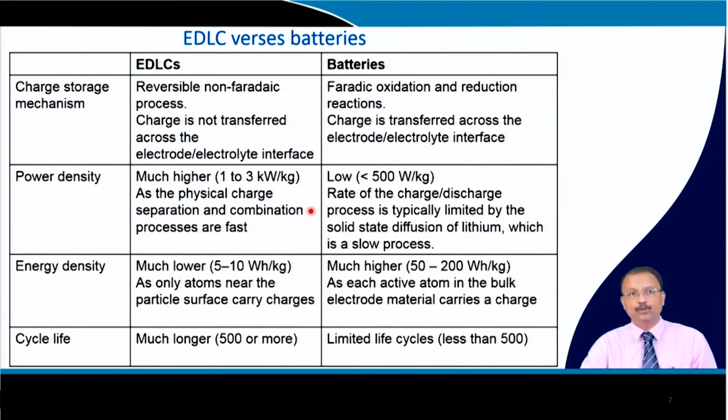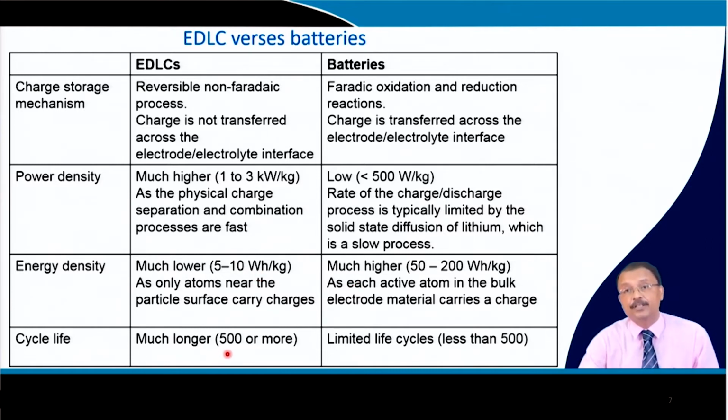So, it is basically a slow process, but energy density is quite large, because it is only at the surface that carries the charge. So, the energy density in a battery is much higher, typically 50 to 200 watt hour per kg, but in case of the EDLC type of ultracapacitor, the energy density is very low as compared to this one.